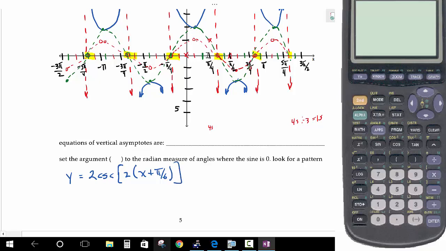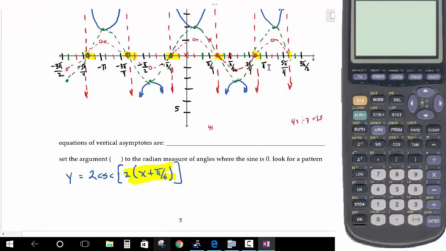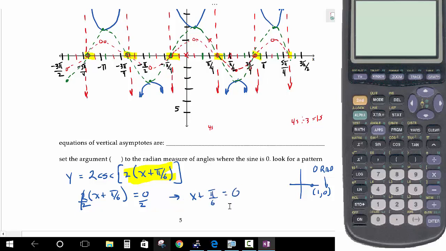Okay, now what we call the argument is whatever is in these parentheses that you're taking the cosecant of. So what you can do is set the argument equal to an angle where the sine's 0. On a unit circle, the sine is the y value, so the sine is 0 at 0 radians. So to find the first asymptote, we take 2 times x plus pi over 6 and set that equal to 0. Then we can solve that equation, and that'll give us a place where it's undefined. I could divide by 2, and that would give x plus pi over 6 equals 0. So that would be x equals negative pi over 6. So that would be one place where it's undefined.